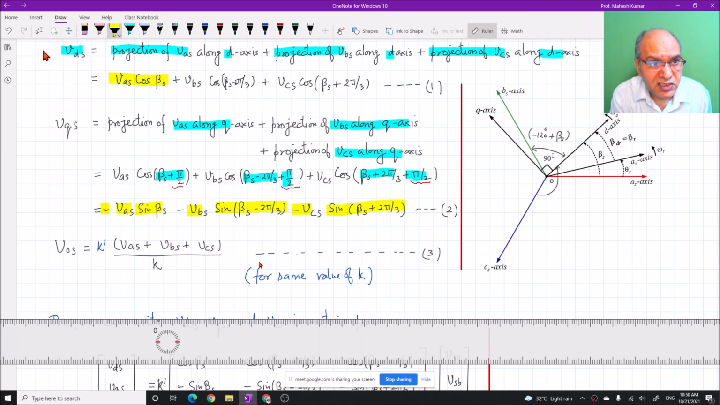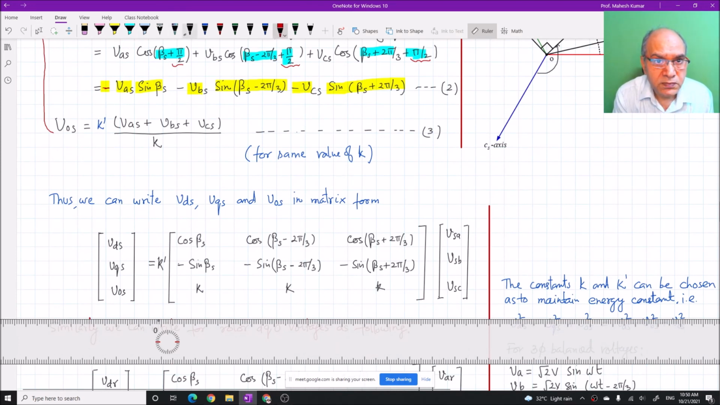So combining these three equations, we can write the transformation from ABC to dq0 as follows. This is BDS, BQS, B0S. This is cos beta S, cos beta S minus 2 pi by 3, cos beta S plus 2 pi by 3. The next row is minus sin beta S, minus sin beta S minus 2 pi by 3 and minus sin beta S plus 2 pi by 3. This is some constant, let us say k. We'll find out what k is. This is BAS, BBS, BCS, and this is another constant, k dash.